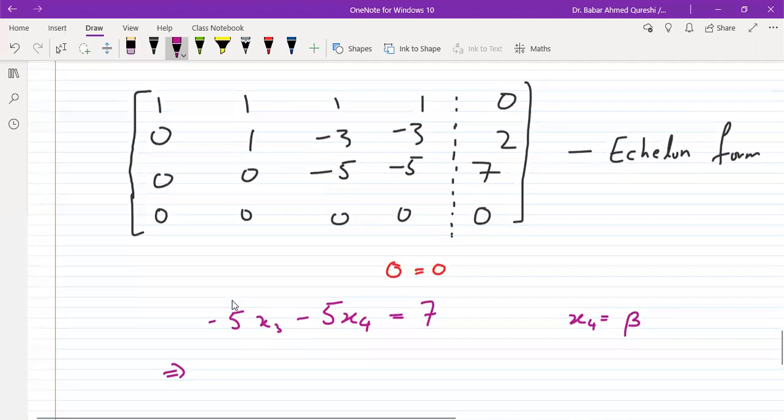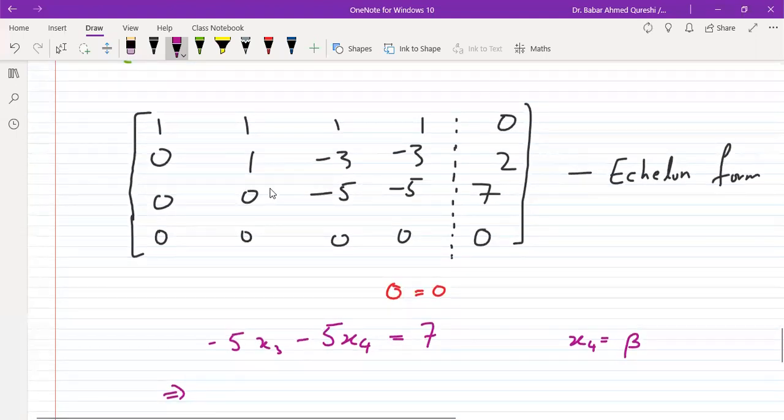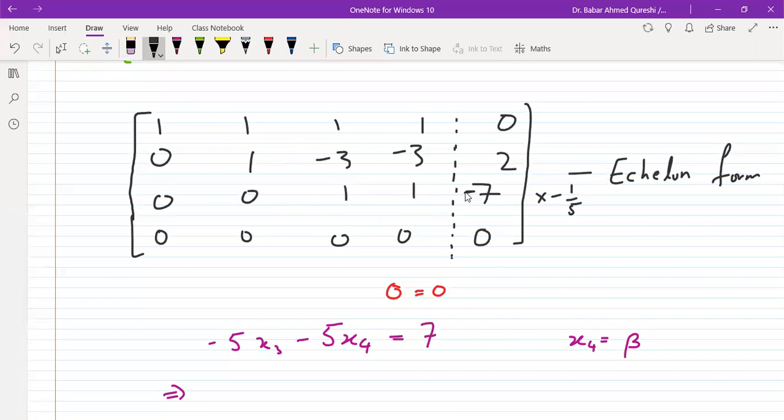Well, let me do one more thing. Before coming here, it wasn't really an echelon form. Let me make it echelon because of this guy. So what I have to do is multiply by -1/5 to make it echelon. Here both places became 1, so here -7/5.